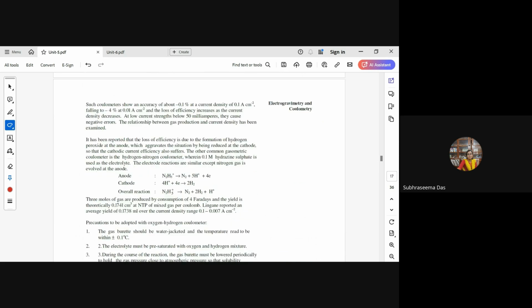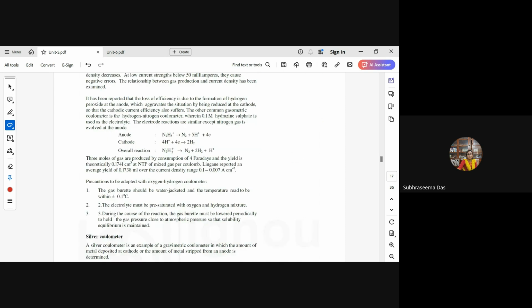Such coulometers show an accuracy of about minus 0.1%, and at low current they cause negative errors. It has been reported that the loss of efficiency is mostly due to the formation of hydrogen peroxide at the anode. Else, this is a very sophisticated instrument and it provides greater accuracy.